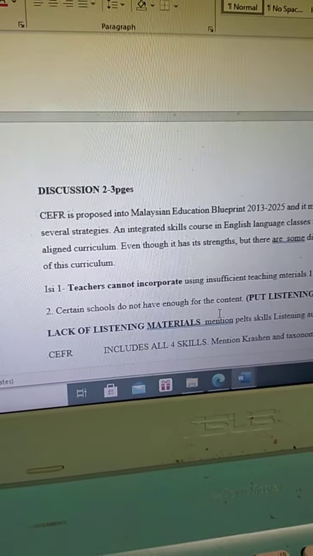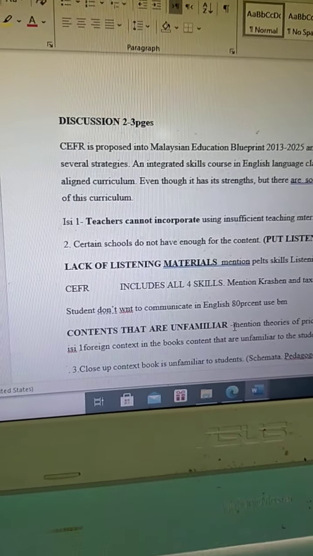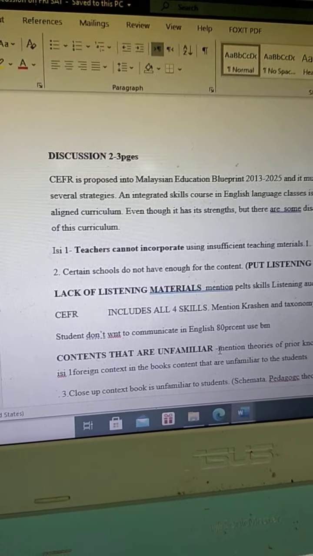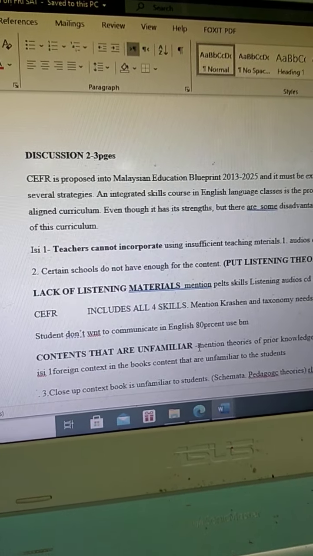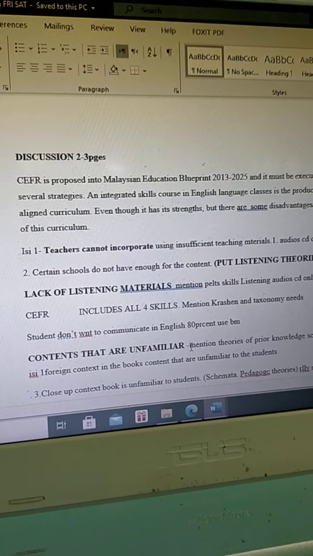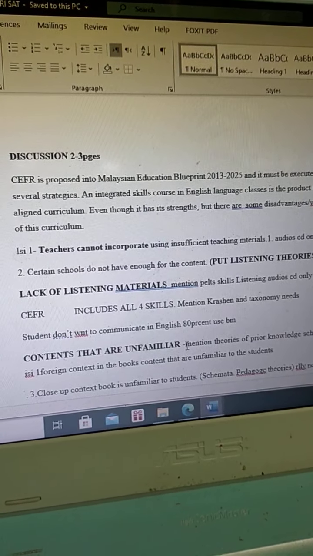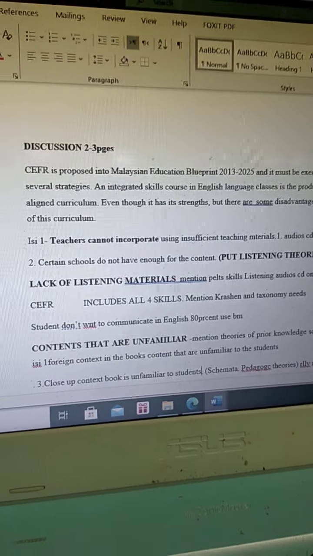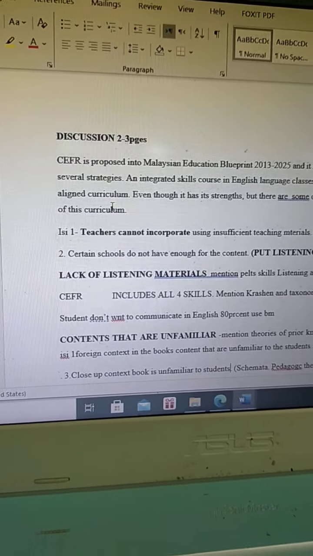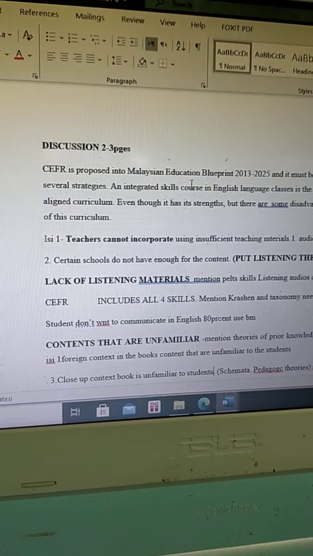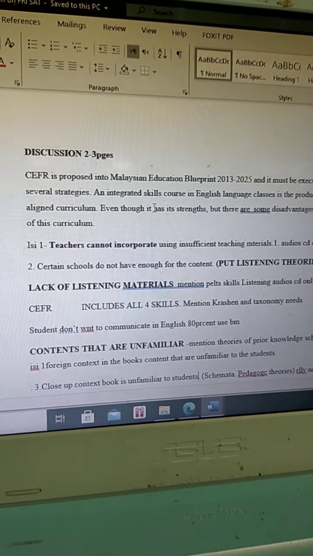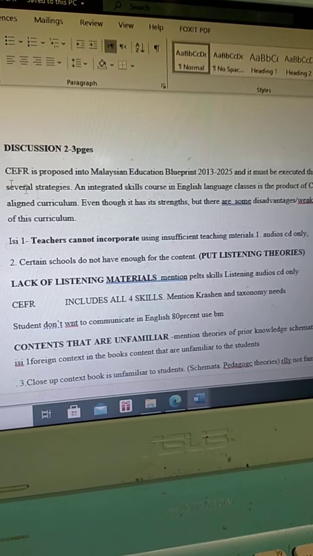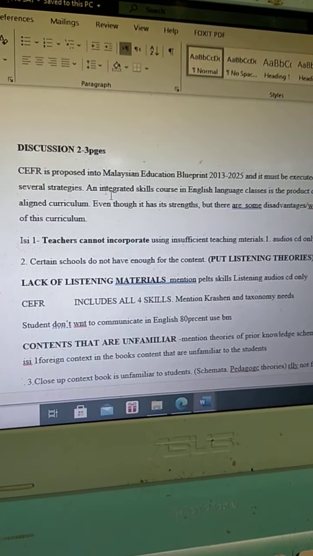Okay, for part discussion around 2 pages lah paling maksimum. Okay, dalam discussion selalunya you boleh cakap sikit pasal the main issue. Okay, contoh isu I sekarang ni, CEFR implemented into PT3 English. Okay, so I will talk about CEFR. So why do we need CEFR? So CEFR is proposed into Malaysian education blueprint. So why it is important to have the CEFR? Okay, as being mentioned in the article yang I baca tadi.